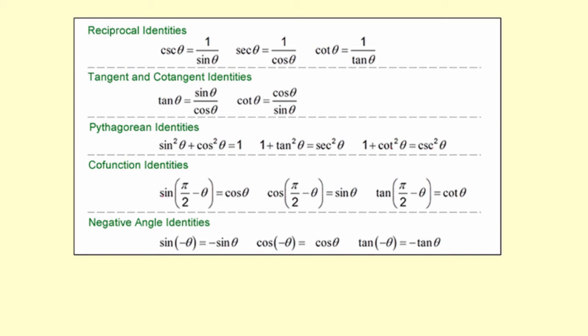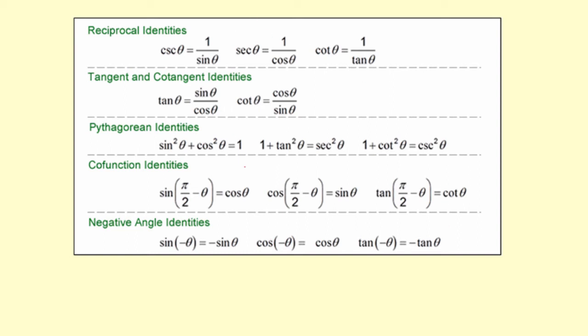Cofunction identities. Sine of pi over 2 minus theta equals cosine of theta. Cosine of pi over 2 minus theta equals sine theta. Tangent of pi over 2 minus theta equals cotangent theta. And you can see the negative angle identities. The sine of negative theta is negative sine of theta, and so on for the others.